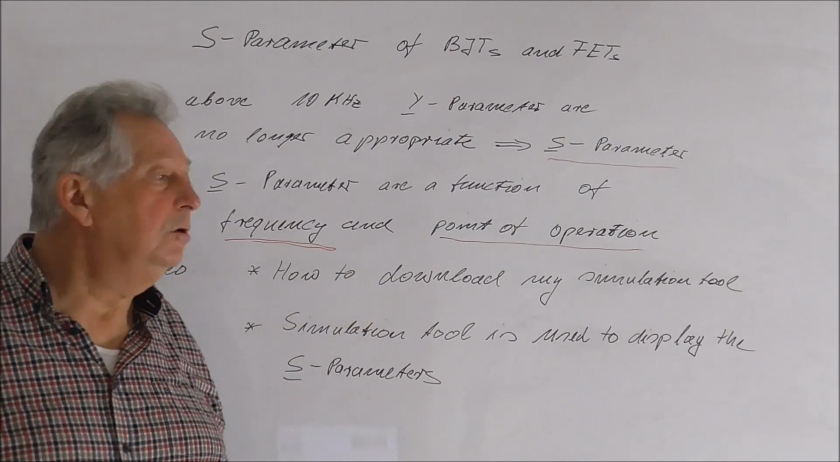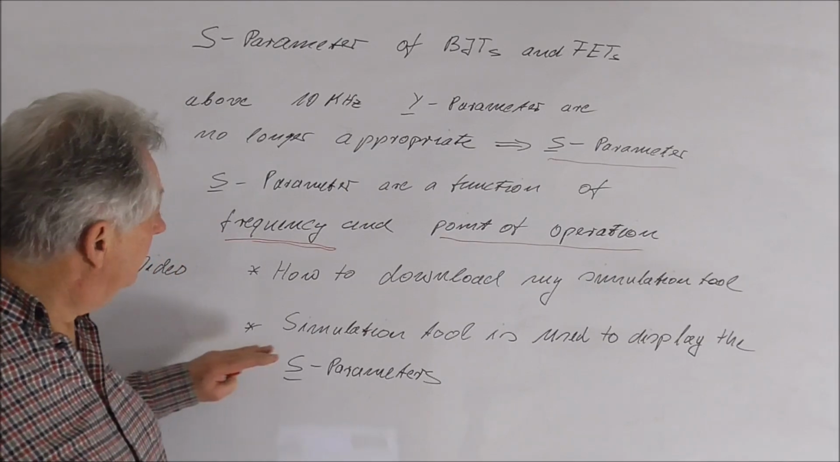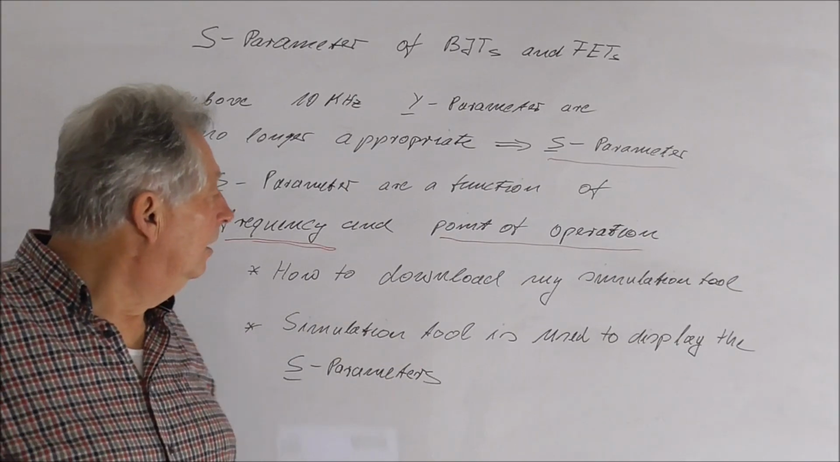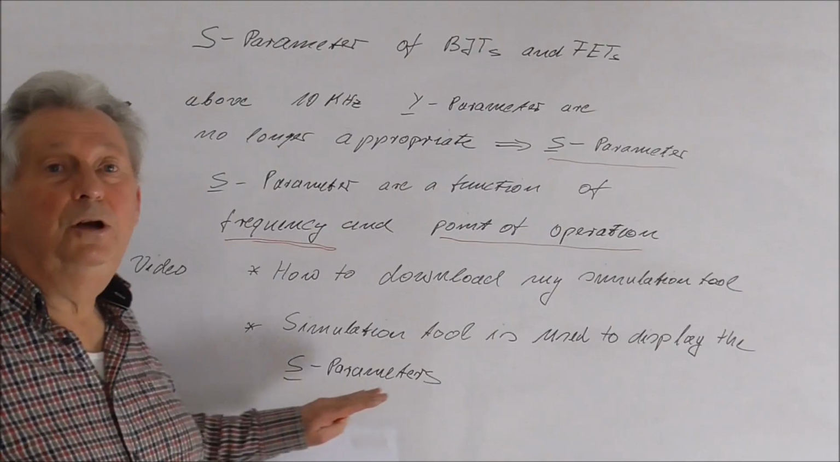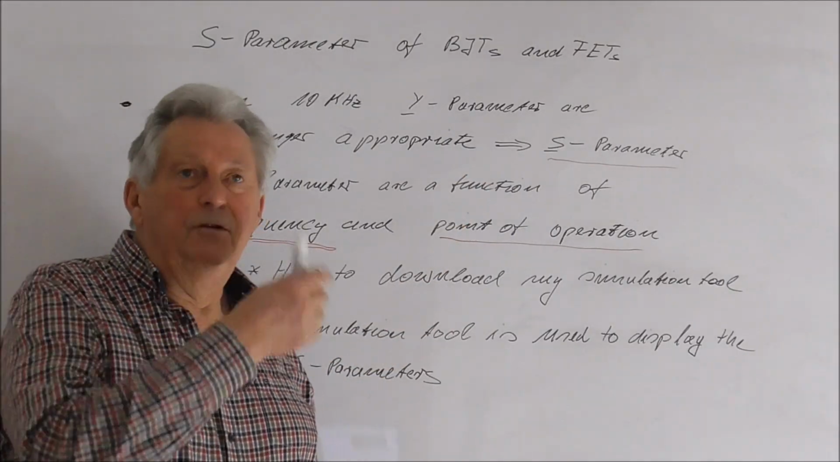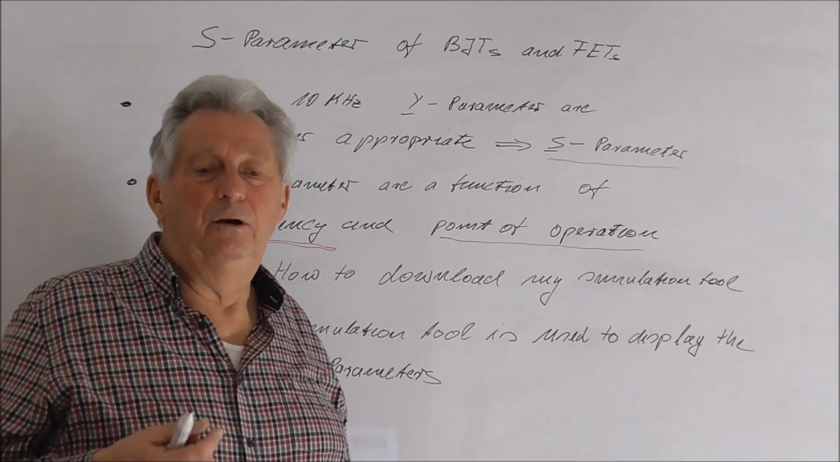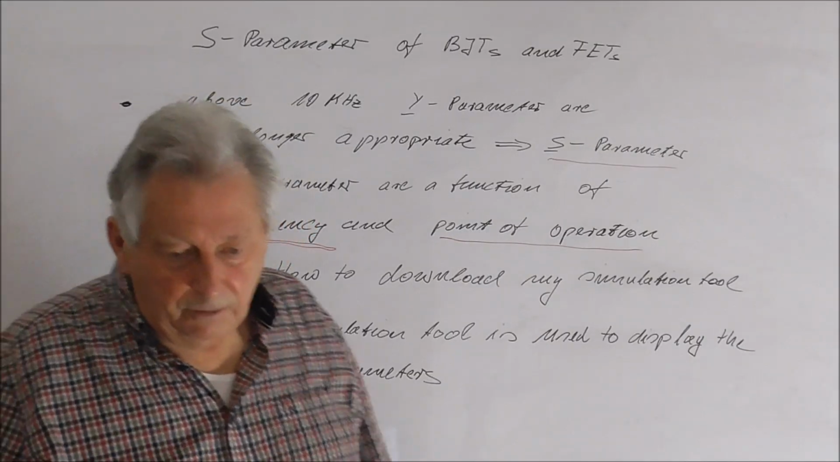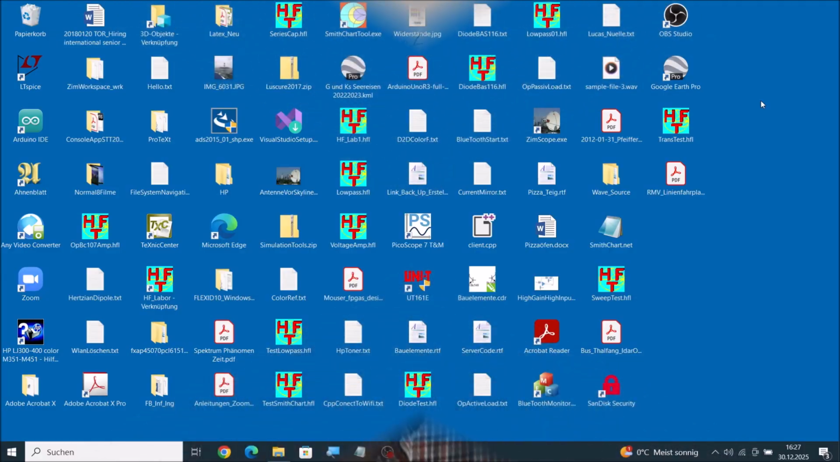my simulation tool, and in the second step I will use this simulation tool to display the S parameters of a certain, in this case, gallium arsenide field effect transistor. And so we will go on. So before you can use my simulation tool, in the first step you must download the simulation tool from my YouTube channel.